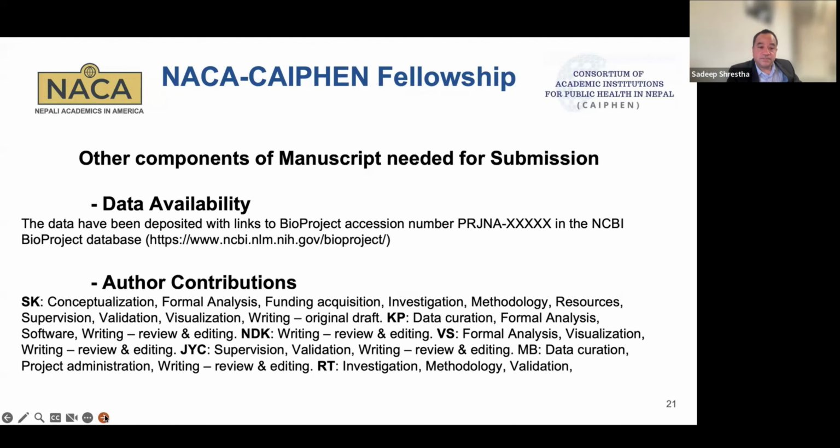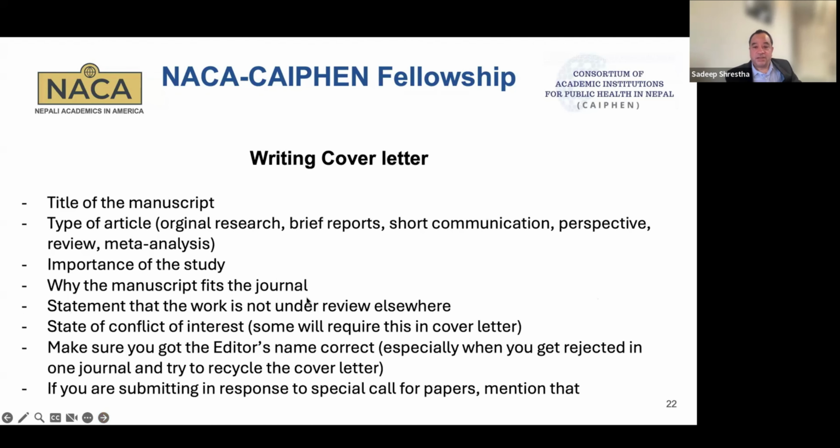Okay, so writing the cover letter, don't try to put in everything of your manuscript in the cover letter. What they are trying to see is to screen your paper, whether or not it fits into the journal. So give the title of the manuscript, what type of article it is, whether it's an original article, report, short communication, perspective, etc. The importance of the study, give them a very brief rationale of your study, and then don't leave this out, you have to write why the manuscript fits the journal.